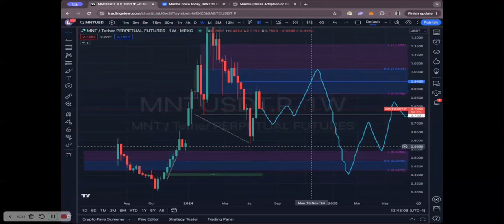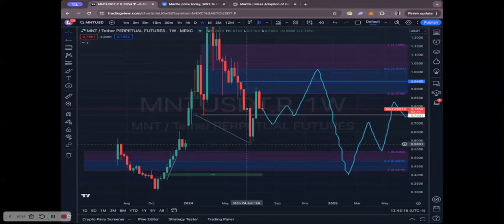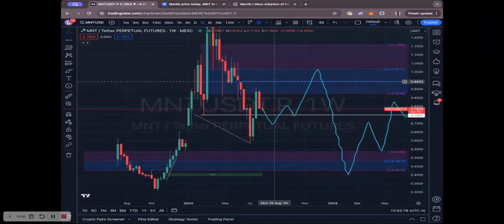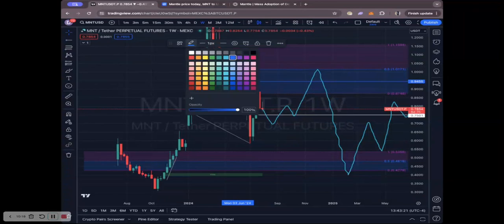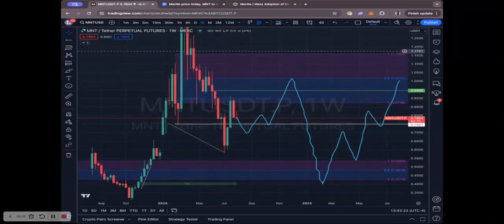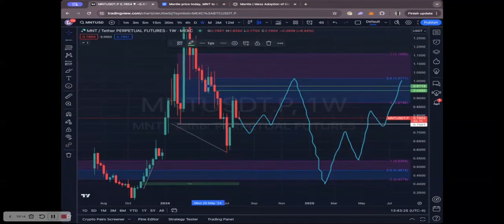We could do either way. We could do both ways. I will not take a long on it until we break this previous week low and then support this SMR structure. We could easily take the long back up to 94. So this would be our target for the long as well as our target for the short. So this would be the entry for the short.